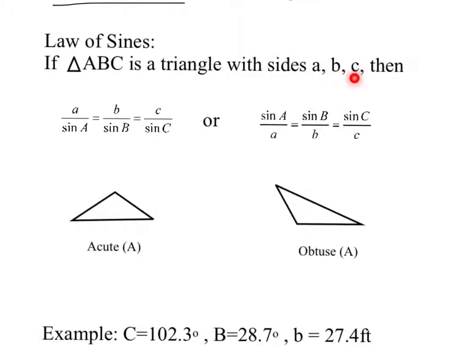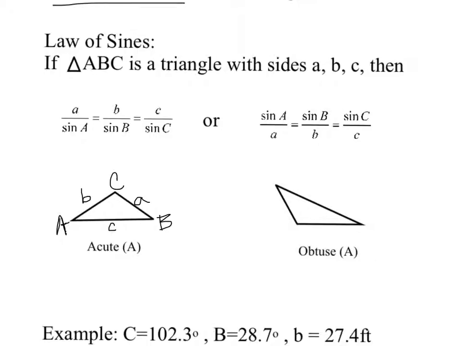Now notice the sides are lowercase A, B, and C. The angles are considered to be uppercase. So down here, we have angles A, B, and C. And then side A, when we look at the side, it's exactly opposite from the angle. So this would be side A. Side B then would be opposite the angle, and side C would be opposite the angle.